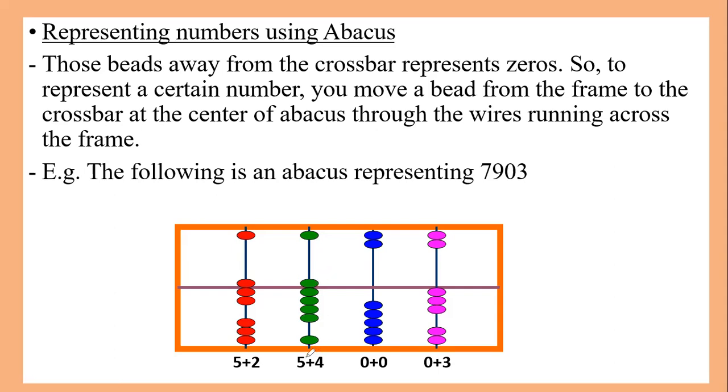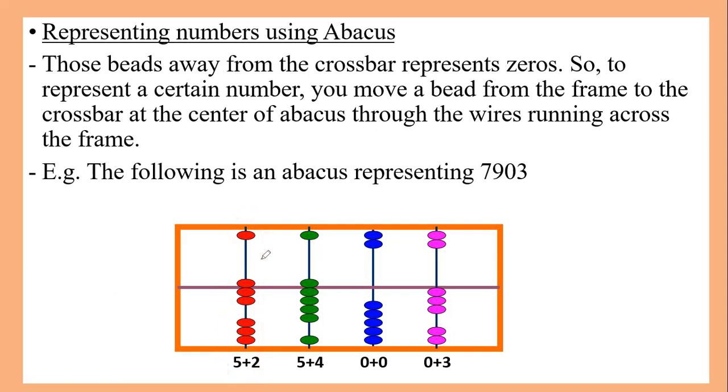Then from the lower side, we have to move 4 beads. 1, 2, 3, 4. And therefore, 5 plus 4 is equal to 9. So 9 is represented. Then under thousands, we have 7 thousands.